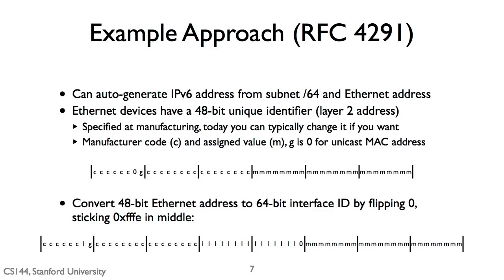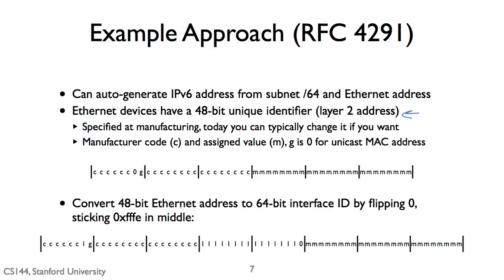It turns out that if you have a /64 subnet, that is, your organization has a 64-bit subnet network identifier, you can then automatically generate your own IPv6 address just from this subnet identifier. Ethernet cards, assuming they're using Ethernet, which is basically what almost everybody uses today, have a 48-bit unique identifier. It's their layer 2 address that identifies the actual device. It's specified at manufacturing. It's baked into the card. Often you can reprogram it, but it's baked into the card.